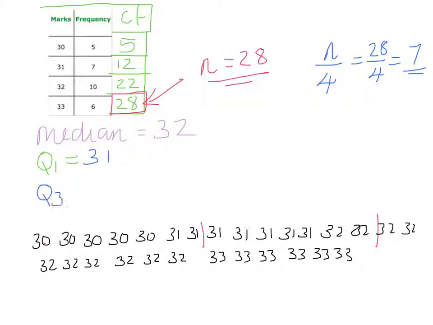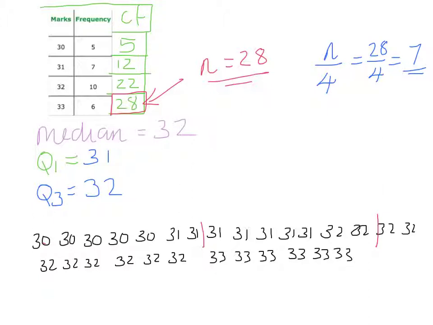Quartile 3, which remember is the median of the top section of data. So at this point I was at my 14th, I add another 7, which gets me to 21. My 21st and 22nd pieces of data will tell me quartile 3. So I'm going to look down my cumulative frequency. My 21st and 22nd pieces of data are 32, so my quartile 3 is 32.